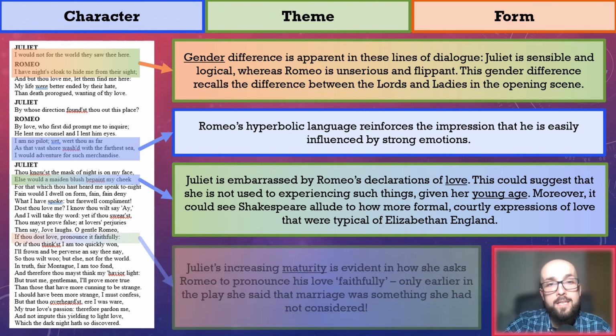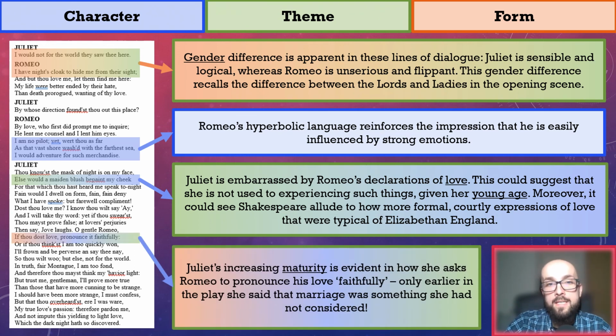Last, Juliet's increasing maturity is evident in how she asks Romeo to pronounce his love faithfully. This sees her show an interest in love, which marks a development in her character, given that only earlier on in the play did she say that marriage was something that she had not considered before. As such, she seems to be transforming from a romantically disinterested little girl to a romantically curious, if not somewhat assertive, young woman.